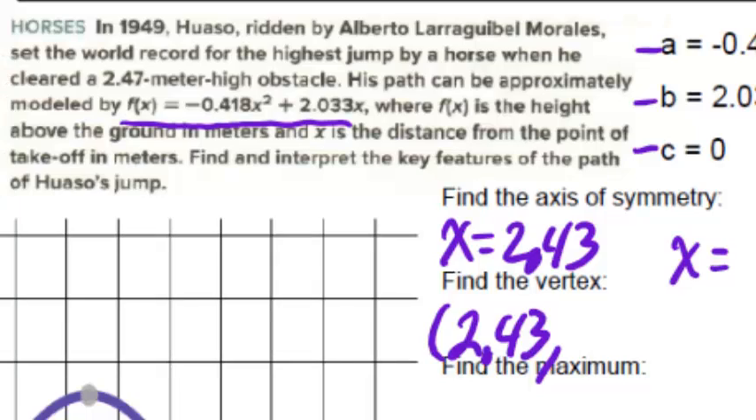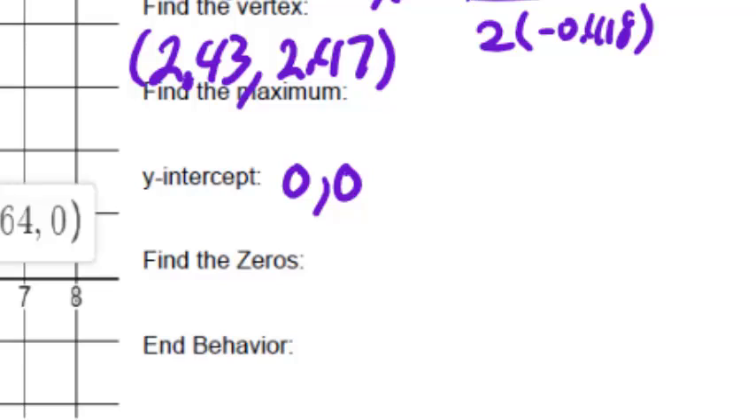Now I'm supposed to take this 2.43 and substitute it back in for x here and here. However, they already told us that it was a world record height of 2.47, so we already know that the vertex has a maximum of 2.47. So they want us to find the maximum. Again, that's 2.47 meters. We already found the y-intercept.